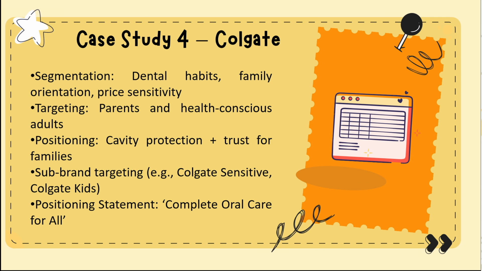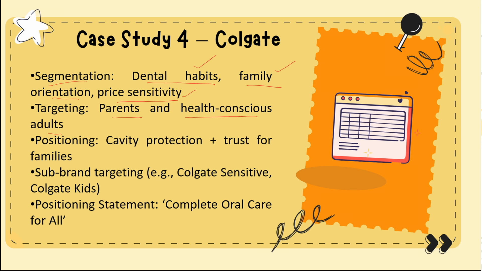Case study 4, Colgate, a very well-known brand in every household. So, what's the segmentation? It's dental habits, family orientation, and price sensitivity. Dental habits represent the behavioral dimension, family orientation represents a kind of psychography, and price sensitivity is talking in terms of demographic factors. Now, what do they target? They target parents and health-conscious adults.